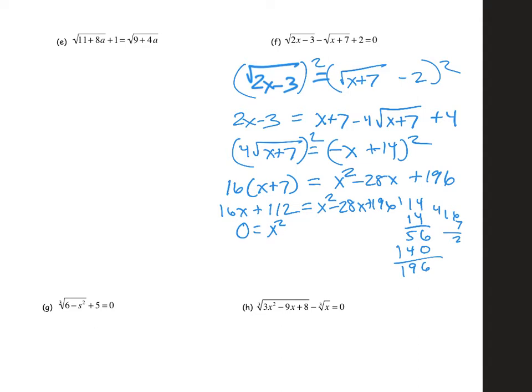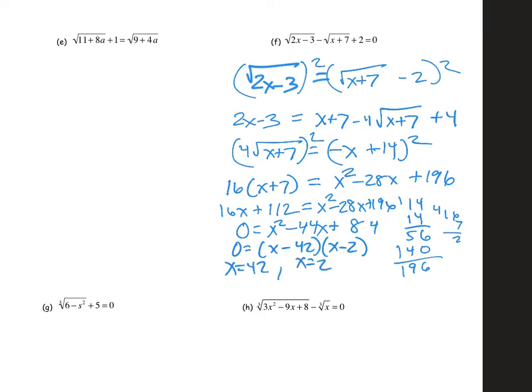So I'm going to get minus 44x, and then I'm going to get plus 84. Okay, so believe it or not, I can factor this to x minus 42 times x minus 2. And so you get x equals 42 and x equals 2.